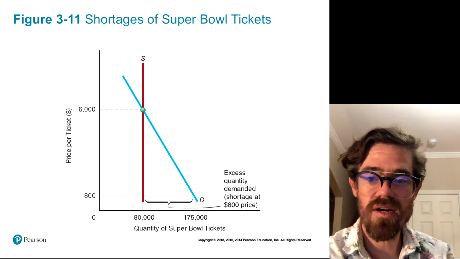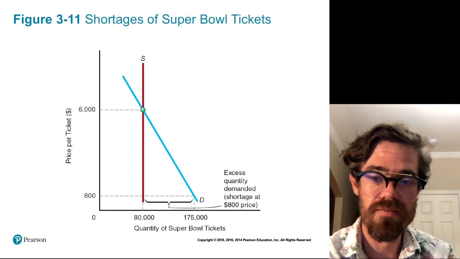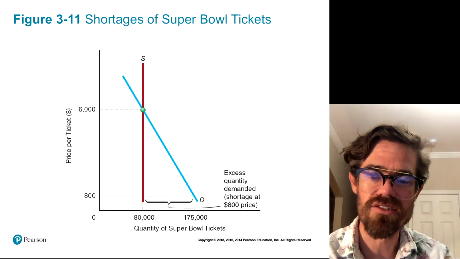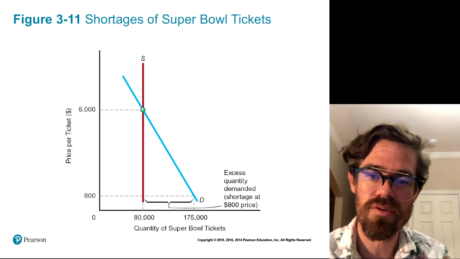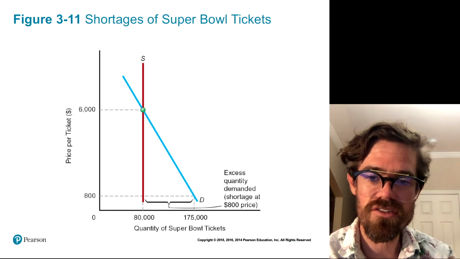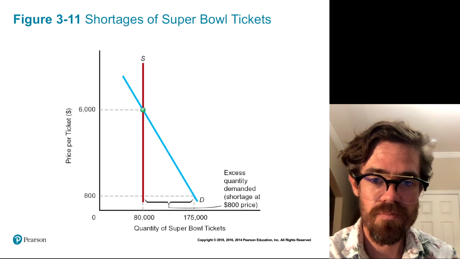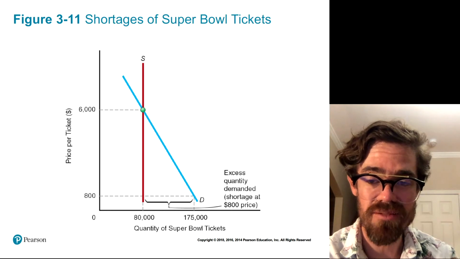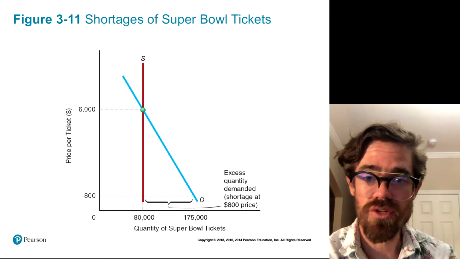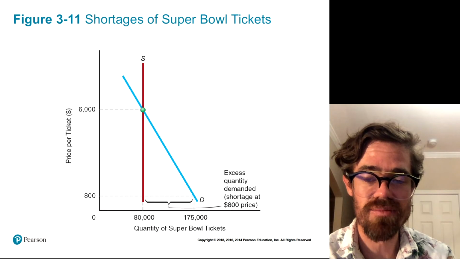And they'll take whatever they can get to fill up that stadium. They just want to fill it up with as many people as possible. But they also want to pick the equilibrium price so that they get the highest price possible. They don't want to pick a price of, say, $800, because at a price of $800, 175,000 people want to buy a ticket. But there's only 80,000 available. So $800 would be a price that would lead to a shortage. The equilibrium price is $6,000.